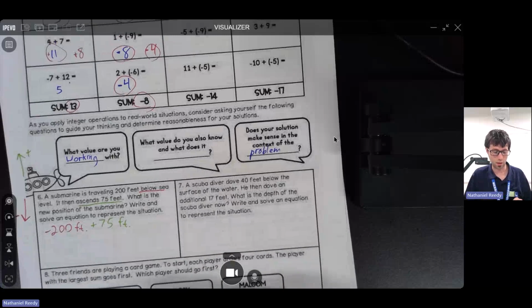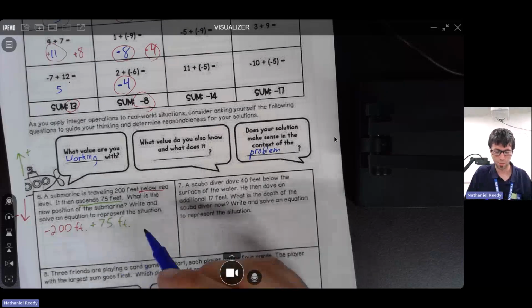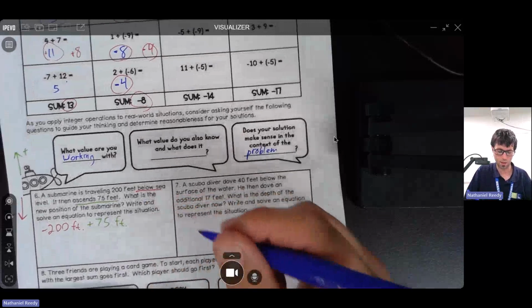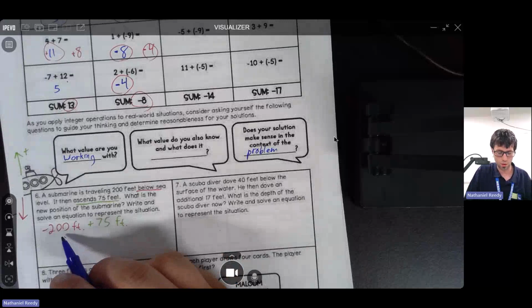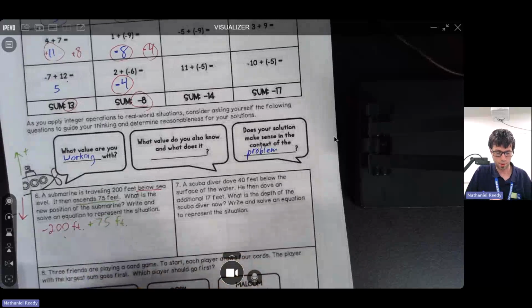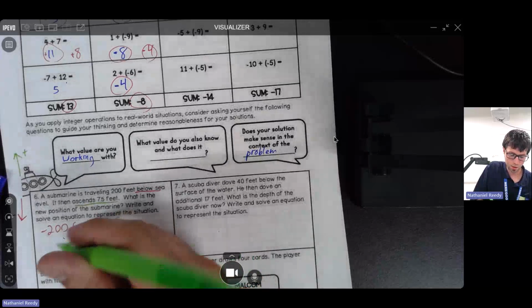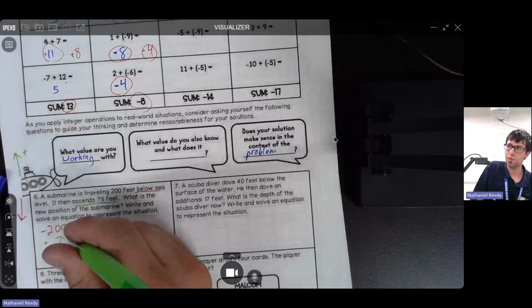Now I could have done this the other way. I could have kept below sea level positive and above negative. It would still have worked out, but it'd be opposite signs. Let's see what this comes up to. So I have negative 200 plus 75. And here, you know what? Let me rearrange the problem the way you're used to seeing it when you would do long addition. Plus 75.